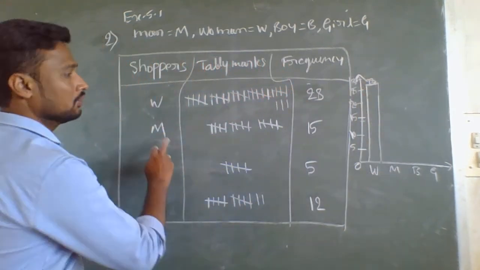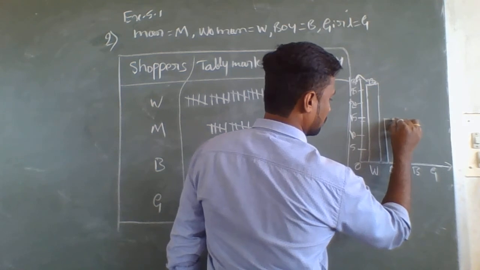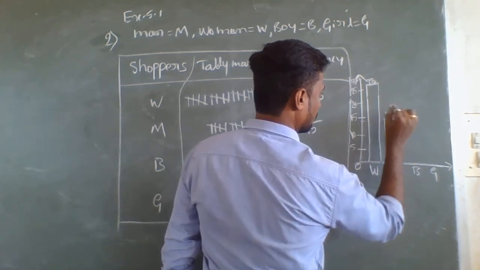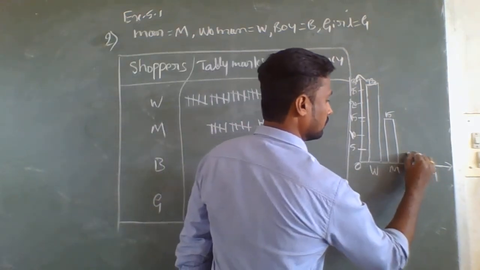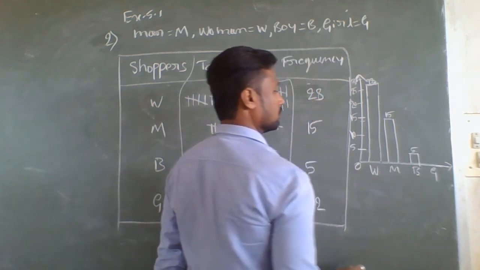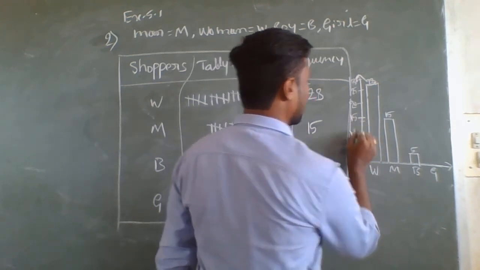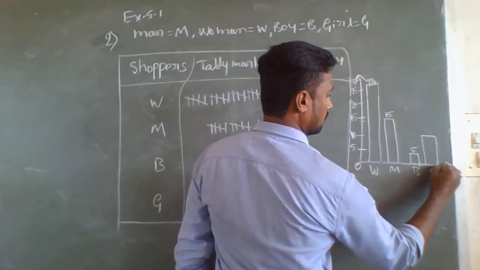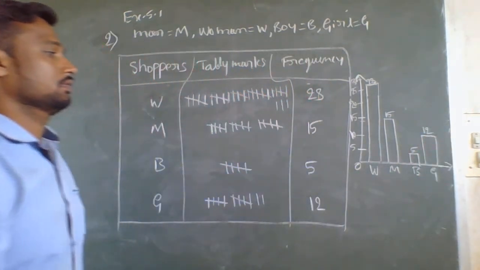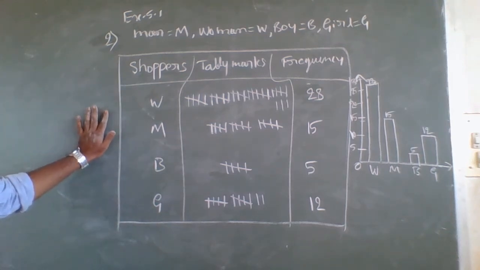Next, man is 15. Here it is 15. Next, boy. Boy 5 means here 5. Next, girl. How much? They have given 12. So 12 is between 10 and 15. So here I will consider 12. This is 12. So this is the bar graph to illustrate this frequency distribution table.